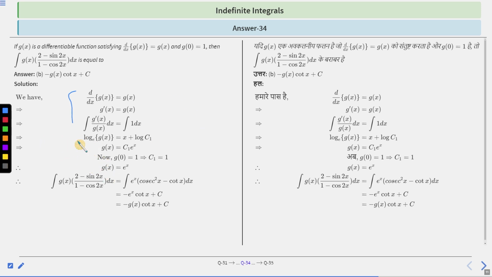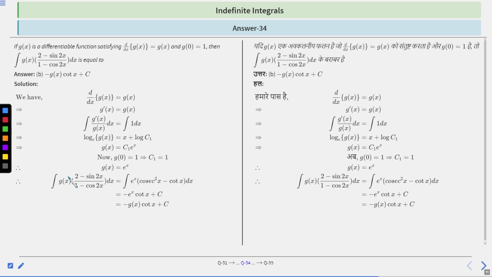Clear? You can directly observe this from the question also, right? Because you know only one function of which if we differentiate that function, we will get the same function, and g(0) is equal to 1 also, right? So in the mind, we get only one function which is e to the power x, right? Now you can put it in the integral of g(x) into (2 minus sin 2x) upon (1 minus cos 2x) dx. Let's put g(x) as e to the power x.